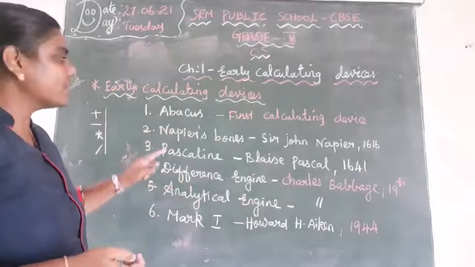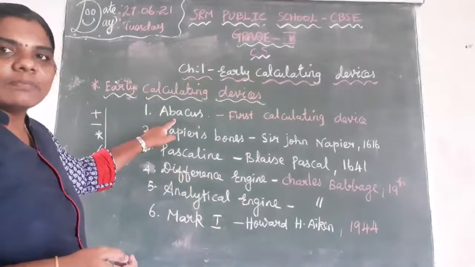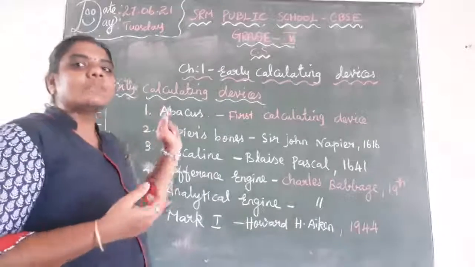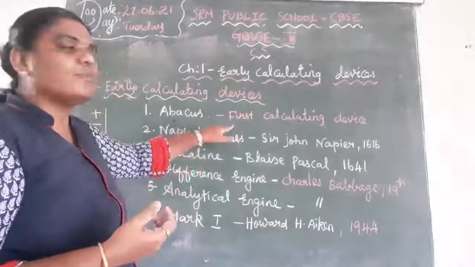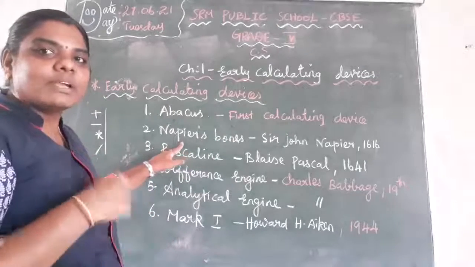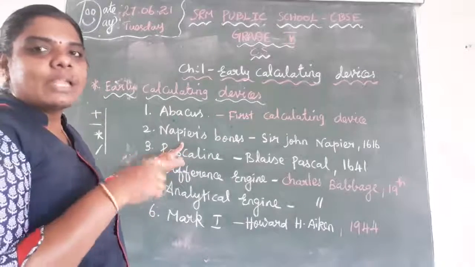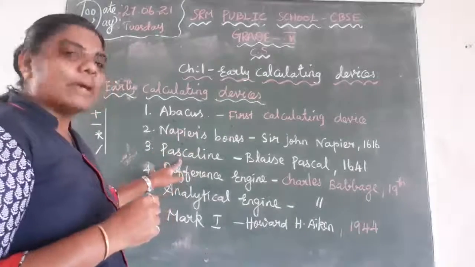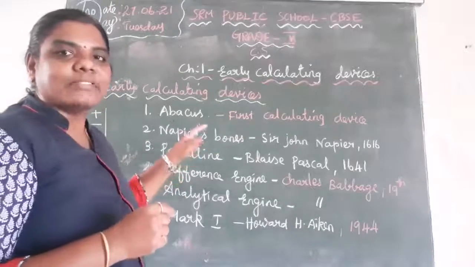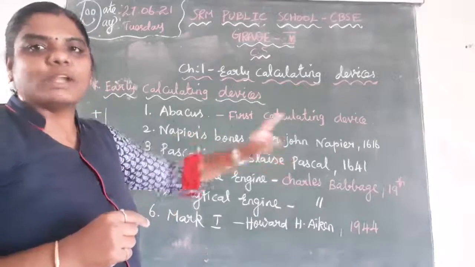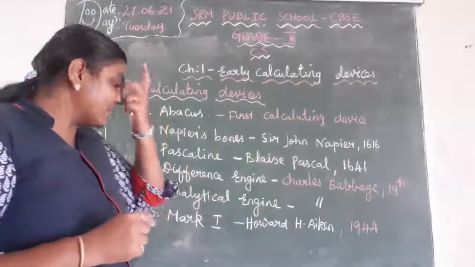Okay, once again I will repeat. Abacus. What is the use of abacus? It is used to perform arithmetic operations. It is the first calculating device. Okay. Napier's boards. Who invented the Napier's boards? Sir John Napier in the year of 1616. Next, Pascaline. Blaise Pascal invented this device in the year of 1641. Next one, difference engine.